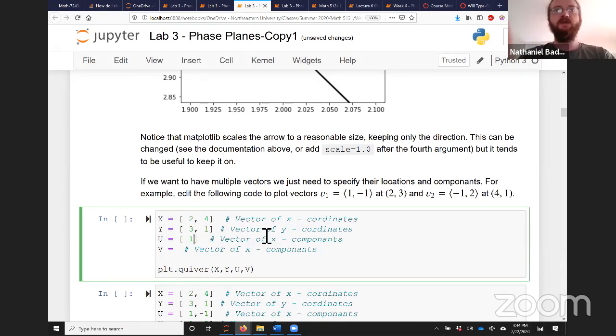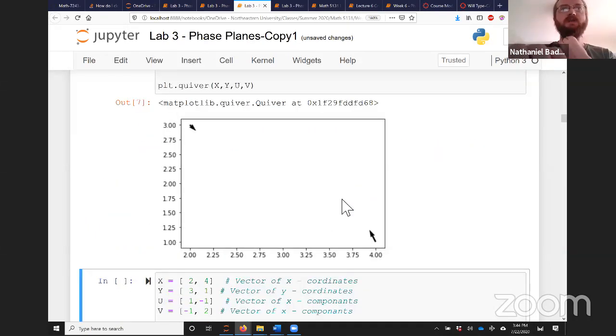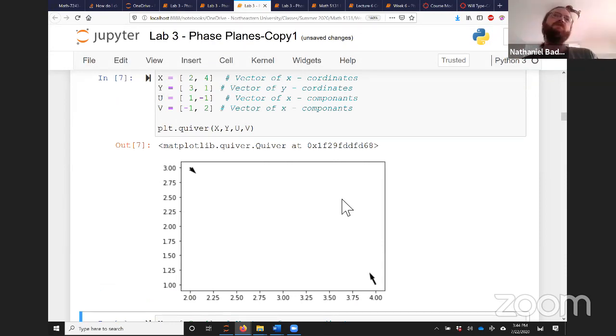U is going to then be 1, -1, and v is going to be -1, 2. When we plot the quiver, there we go. There's our two arrows.